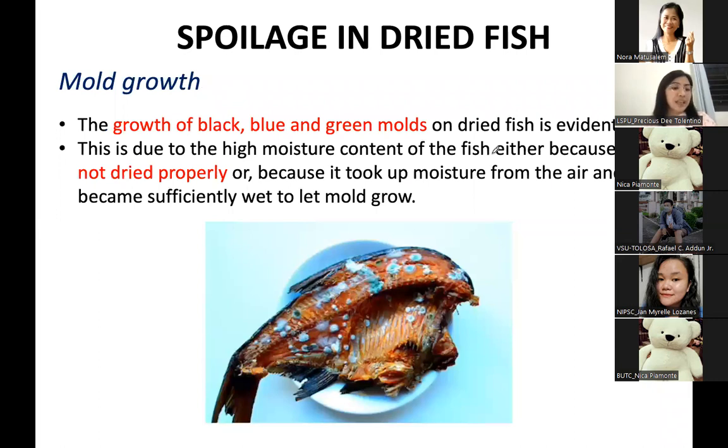Okay, next we have the mold growth. Ayan siya, itsura niya. Mold growth. The growth of black, blue, and green molds on dried fish is evident. So this is caused by high moisture content of the fish because it was not dried properly. Kaya nagkakaroon ng mold growth.